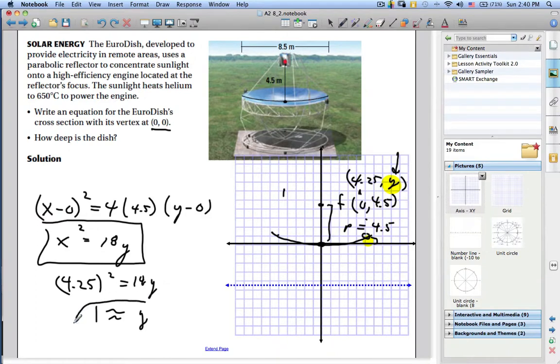So how deep is the dish? It's about 1 meter. Right? Because this is 4.5 meters, we're working in meters. The depth of the dish is about 1 meter. Okay, so that's working with parabolas. In our next section, we're going to work with circles.